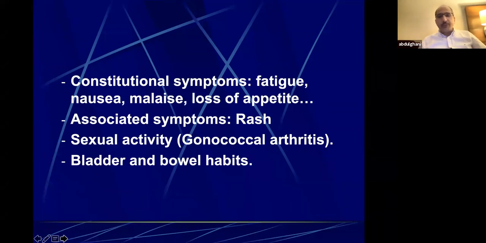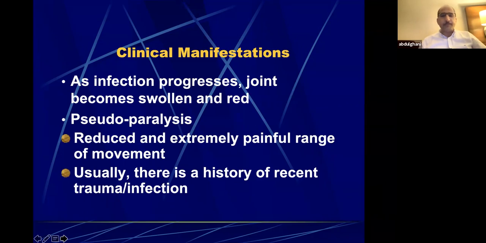You obviously have to ask for constitutional symptoms. It can be associated with fatigue, nausea, malaise, loss of appetite, and rarely rashes. In case of gonococcal arthritis, sexual history is important, and don't forget to ask about bladder and bowel habits. As the infection progresses, the joint becomes swollen and red. There can be a picture of pseudo paralysis, especially in children, and an extremely reduced, painful range of motion.